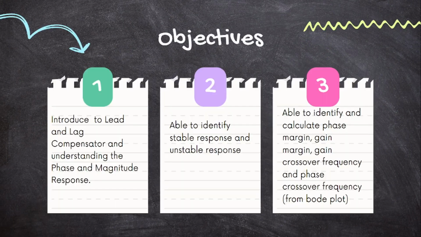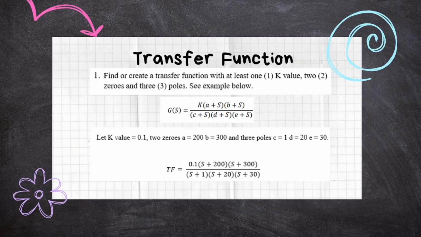Next, what is the objective? The objective of this mini project is to introduce the lead and lag compensator and understand the phase and magnitude response. Second, to be able to identify stable response and unstable response. Third, to be able to identify and calculate phase margin, gain crossover frequency, and phase crossover frequency from the Bode plot. Next, let's move on to the questions of the mini project.